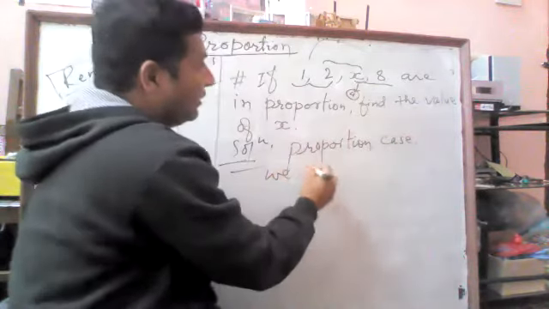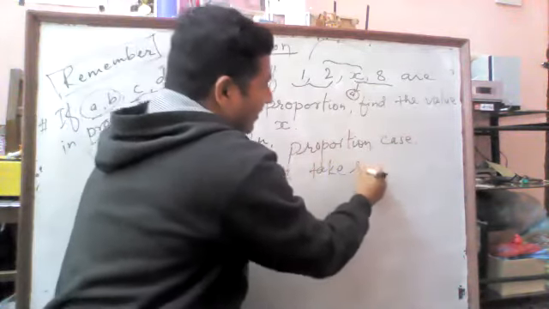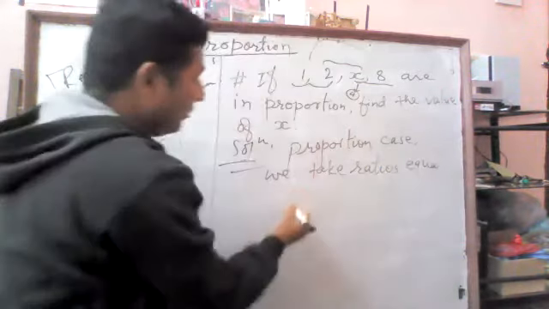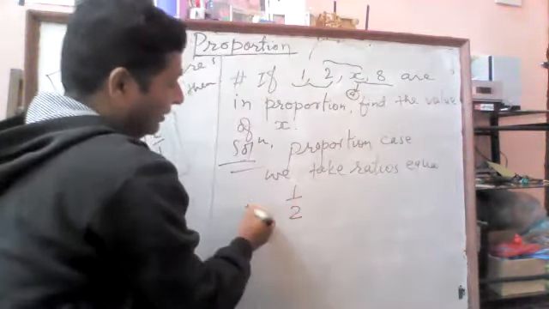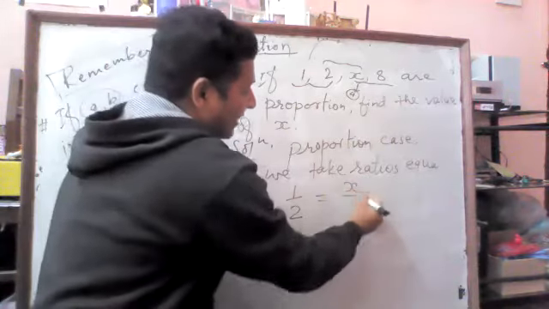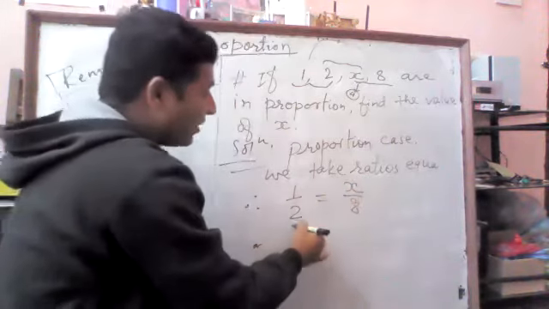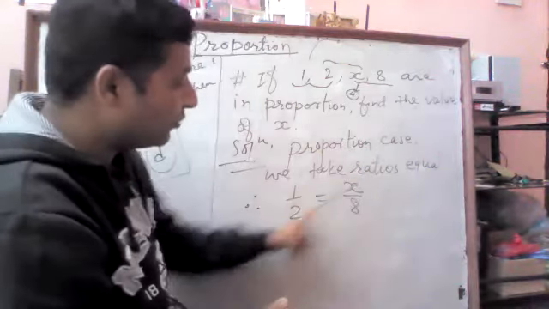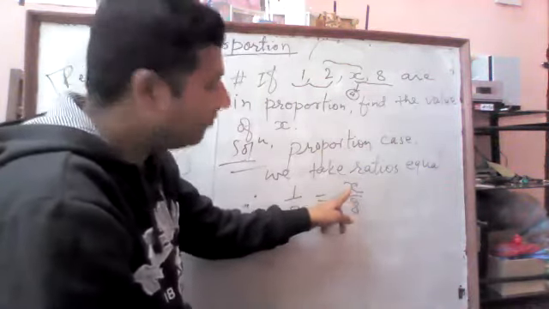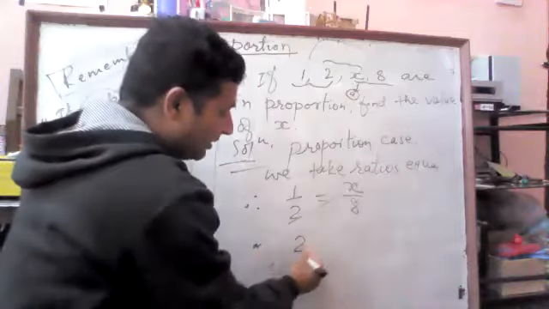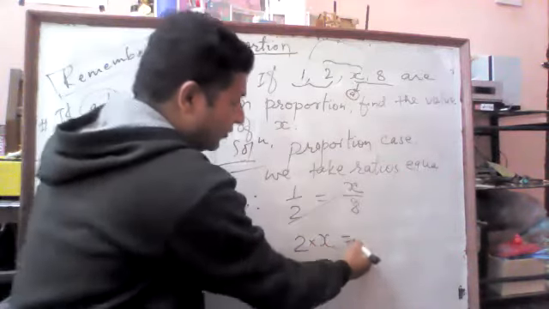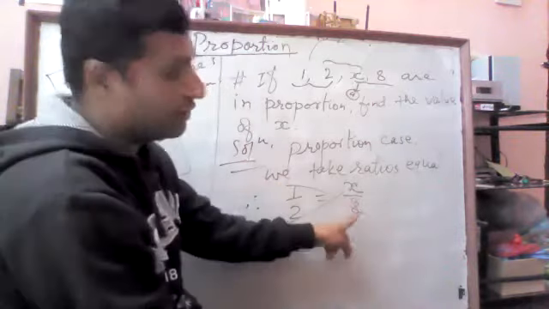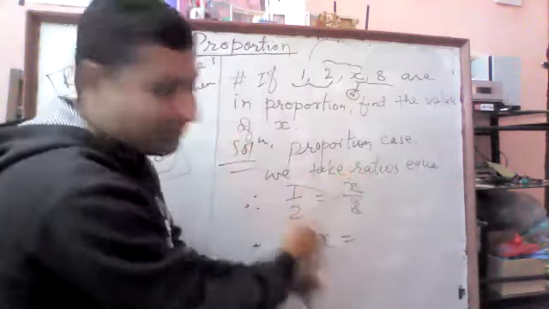So what we do in a proportion case is we take ratios equal. Ratios equal how? 1 by 2 is equal to x by 8. Now we can cross multiply like this. While cross multiplying, we choose the term with the unknown x, and we multiply like this: 2 into x is equal to, in the middle, 1 multiplied by 8, from the numerator and denominator like this. A cross has been made.